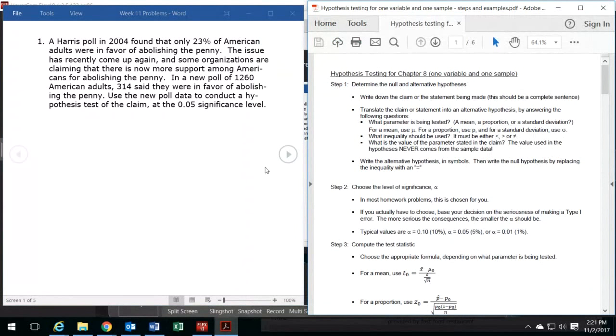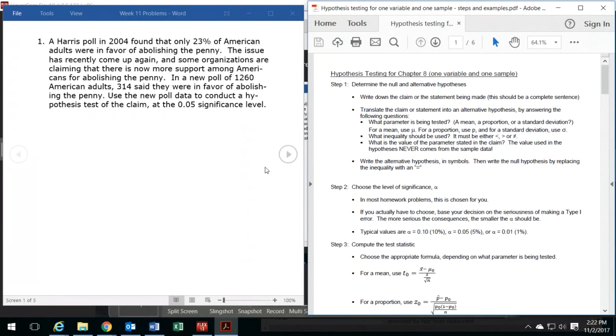So this session today is going to be about hypothesis testing. I know this is kind of a complicated procedure, and it's really easy to get lost in all of the different steps and things that you have to do. So we're going to look at a few different examples.